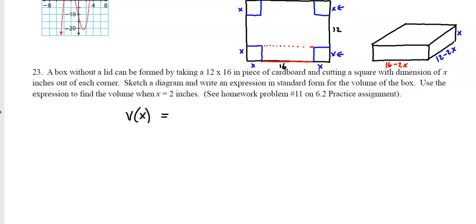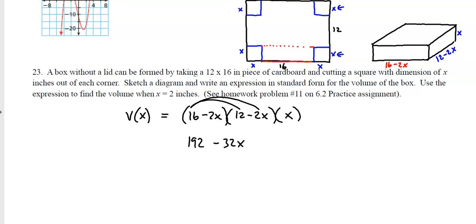in terms of x is just length times width times height. All right, and I'm going to do this in order. I'm going to just do the first two. So that's 160 plus another 32, so that's 192. And that's minus 32x. There's minus 24x. And then a positive 4x squared.